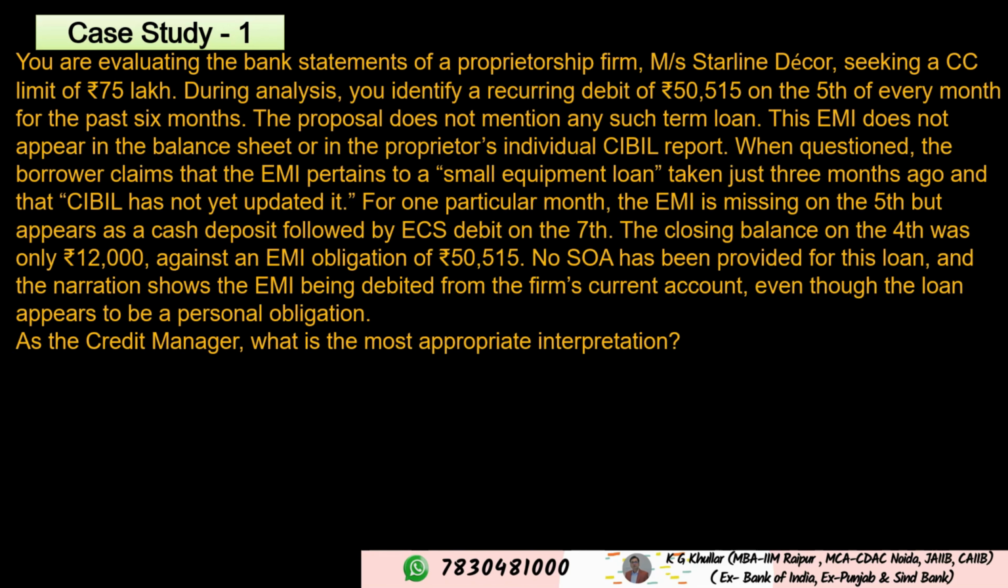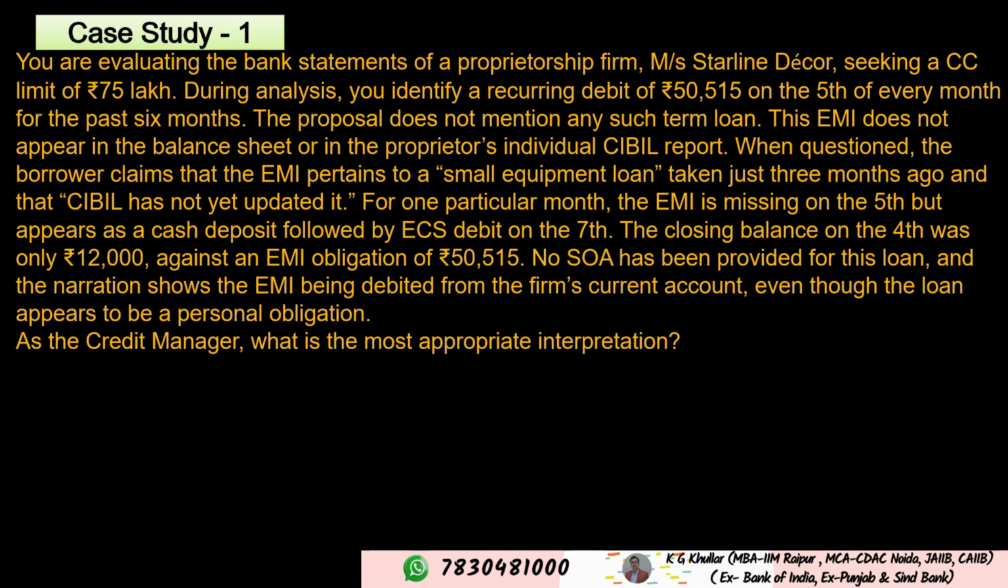And the first case study goes like this. You are evaluating the bank statements of a proprietorship firm Messrs Starline Decor seeking a CC limit of Rs 75 lakhs. During analysis, you identify a recurring debit of Rs 50,515 on the 5th of every month for the past 6 months. The proposal does not mention any such term loan. This EMI does not appear in the balance sheet or in the proprietor's individual CIBIL report.